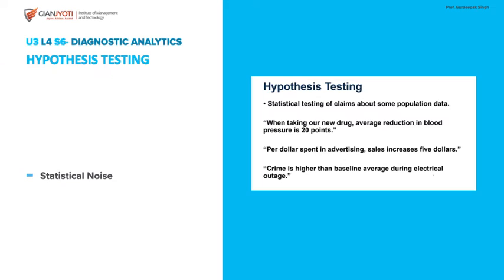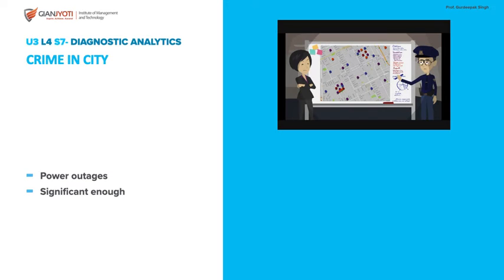So if we take the example we had been talking about, the rise in crime in a city, and why it is happening, it is because of the electrical outages. That means the power is going off. So let us take that example to build the hypothesis. It is very important how you build the hypothesis. So, crime in the city. We have collected the data. We know where the power outages are.